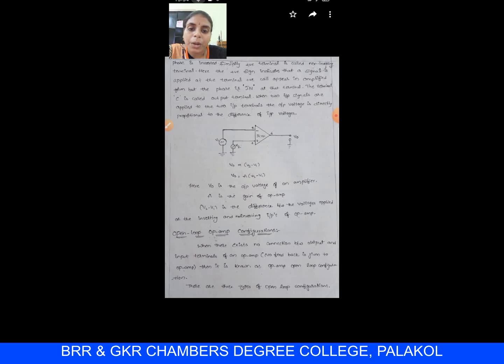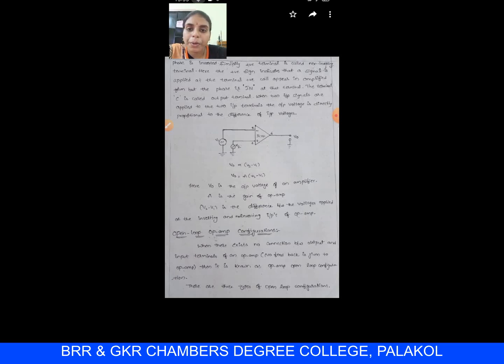Here two different input terminals are applied at the inputs, then the output is represented with V0. Here V0 is directly proportional to the difference of the two inputs, that is V2 minus V1. The proportionality constant is A, the gain of the amplifier, so V0 is equal to A into (V2 minus V1). Here V0 is the output voltage of the amplifier, A is the gain of the amplifier, and V2 minus V1 is the difference between the voltages applied at the inverting and non-inverting terminals of an op amp. This is about operational amplifiers.